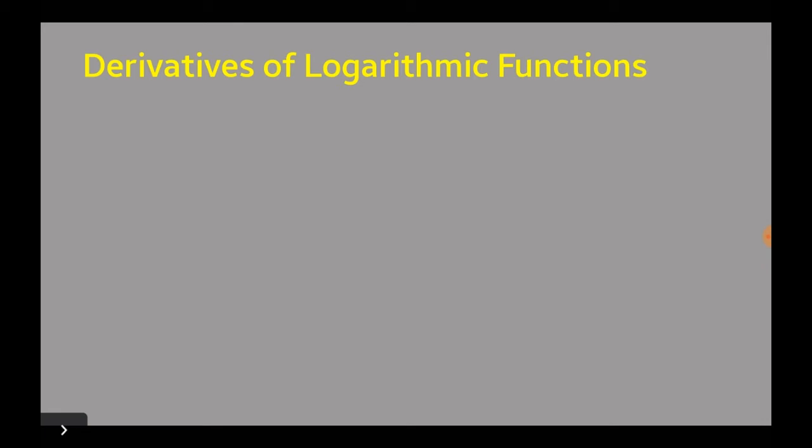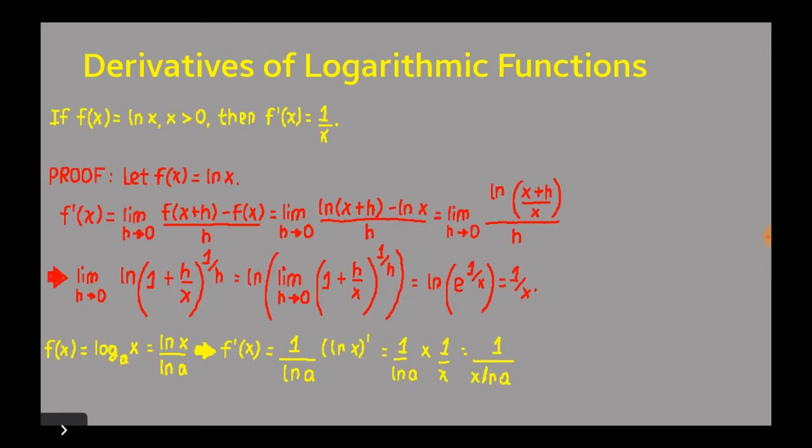Derivatives of logarithmic functions. If f of x equals ln x, where x is greater than 0, then f derivative at x is 1 over x. Let's prove it here. Let f of x equal ln x.